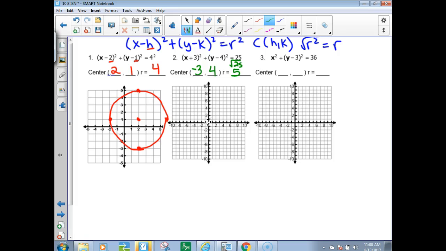So we would graph negative 3, 4, plot that point for the center, then start moving 5 away from it. You can only go right, left, up and down from the center because there's no way to count the other directions, at least not on the grid. They're all exactly 5 from the center, but those are the only points you can plot nicely.